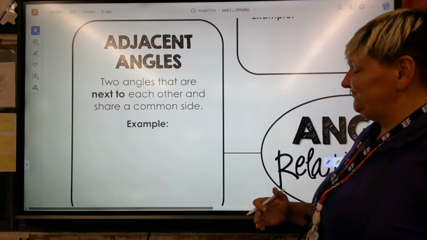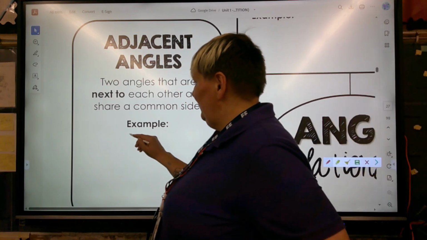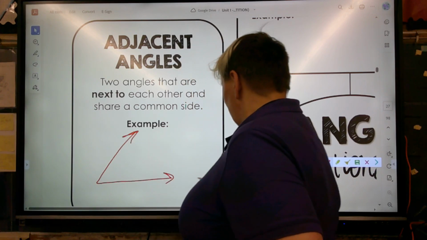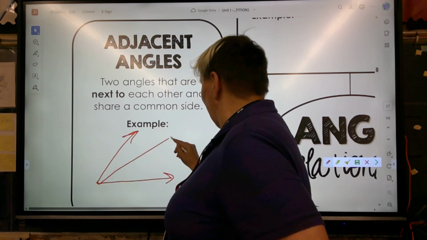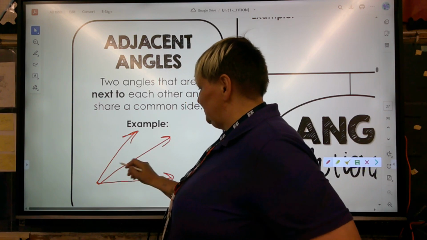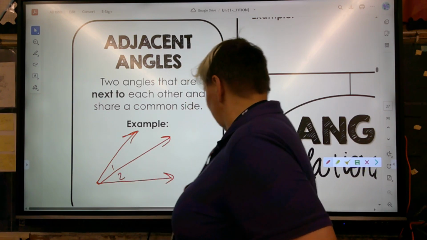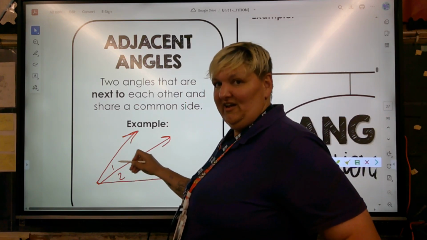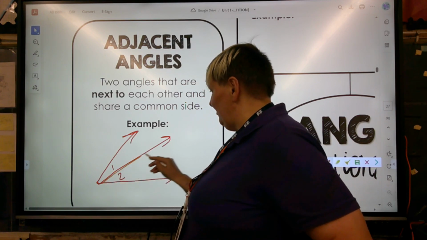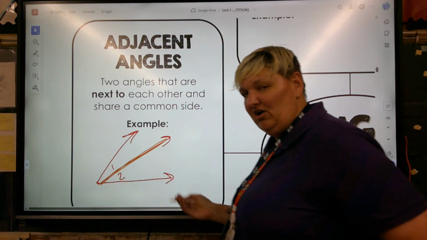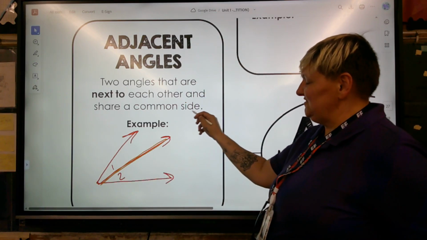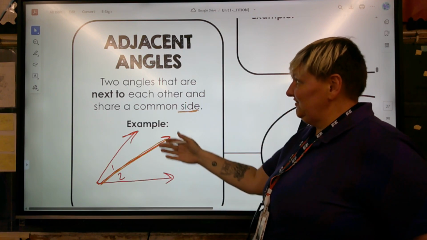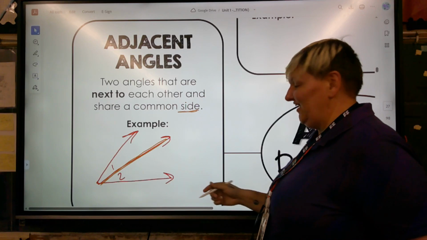That's adjacent. So for example, if you have an angle, now you have 2 angles, and angle 1 and angle 2 are adjacent. They are side by side. They share this wall. They share a common wall, a common side, a common ray, however you want to call it. They are adjacent, side by side.